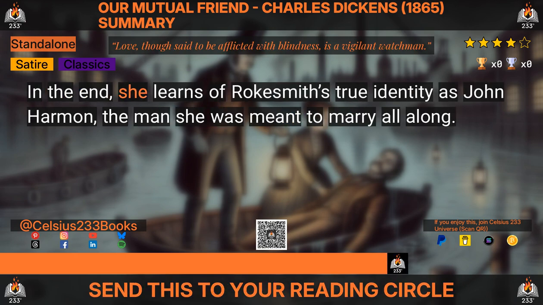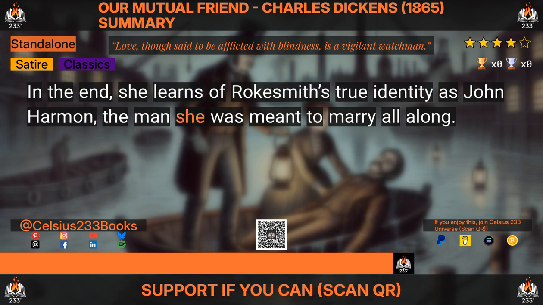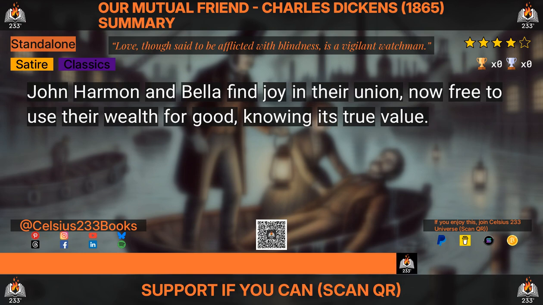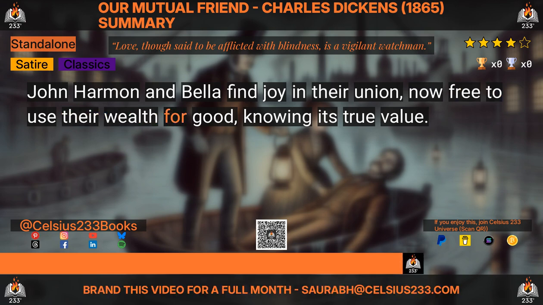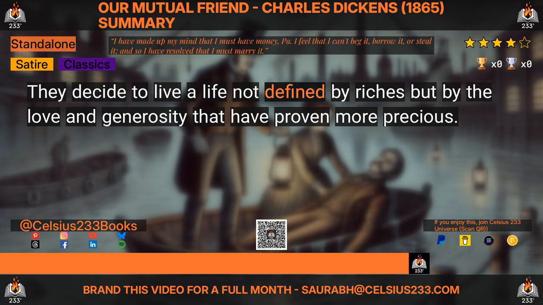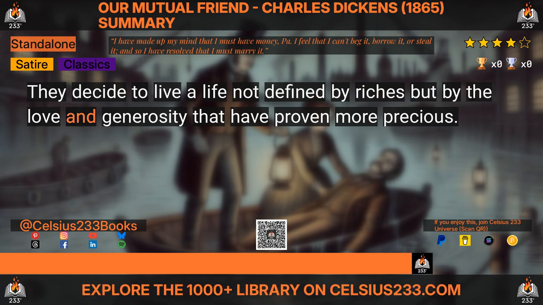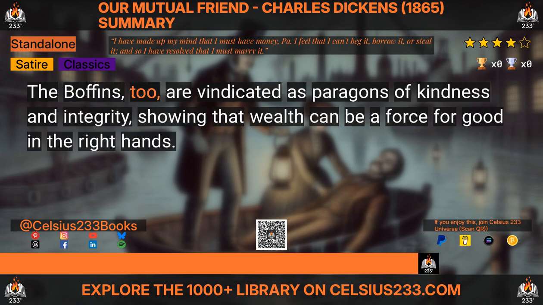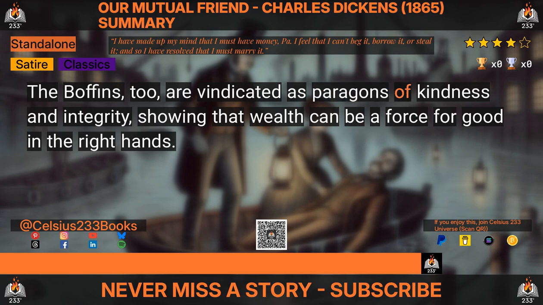In the end, she learns of Rokesmith's true identity as John Harmon, the man she was meant to marry all along. John Harmon and Bella find joy in their union, now free to use their wealth for good, knowing its true value. They decide to live a life not defined by riches, but by the love and generosity that have proven more precious. The Boffins, too, are vindicated as paragons of kindness and integrity, showing that wealth can be a force for good in the right hands.